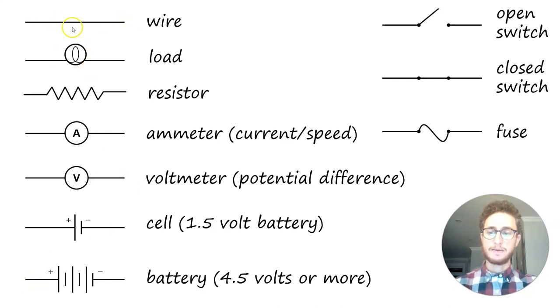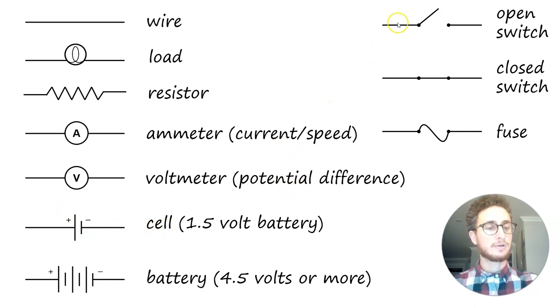They'll use lines for wires, this symbol here for a load, which is anything that uses electricity, a resistor that can slow down electrons, an ammeter that can measure amps, or the speed that electrons are flowing through a circuit, a voltmeter that reads volts, which is the potential difference, the difference of potential energy from one point to another. A cell, which is what you would think of as a battery, but it's a battery that only produces 1.5 volts. And then here you can see 1, 2, 3 cells stacked together. That's 1.5, 3, then 4.5 volts. And we use that same symbol for anything that produces 4.5 volts or more. We'll call that one officially a battery. If it only makes 1.5 volts, we call it a cell.